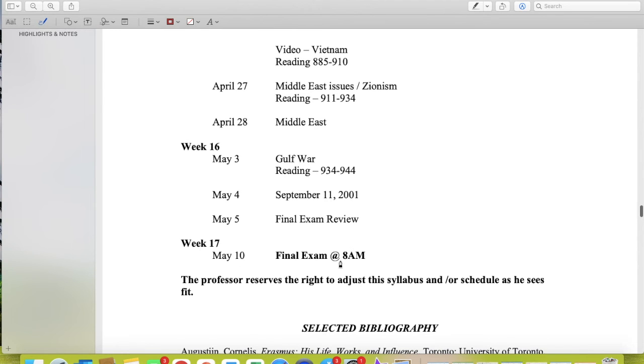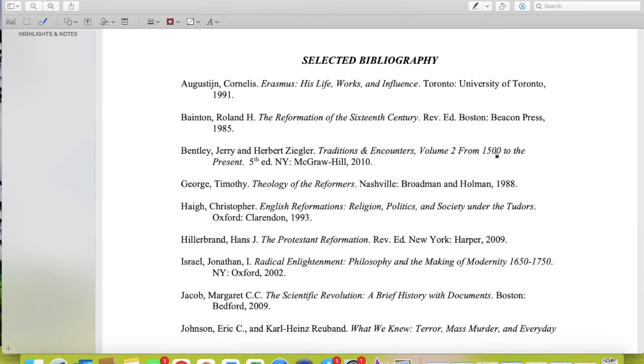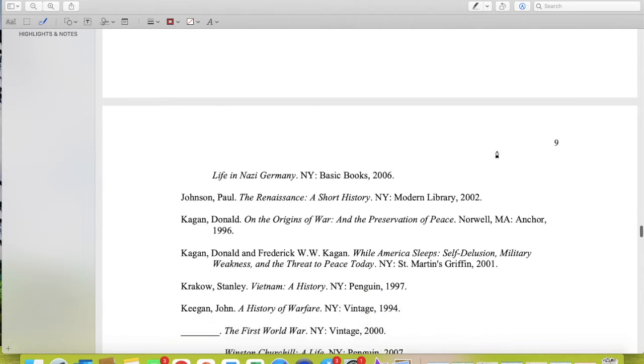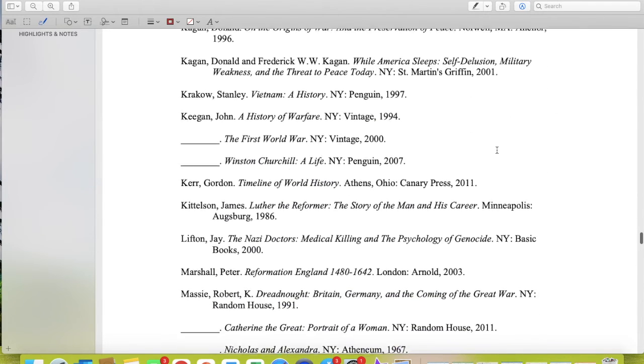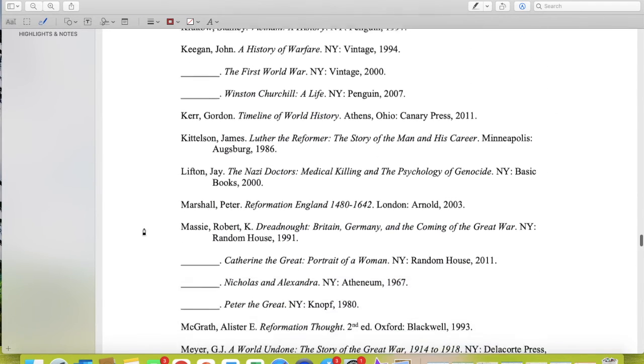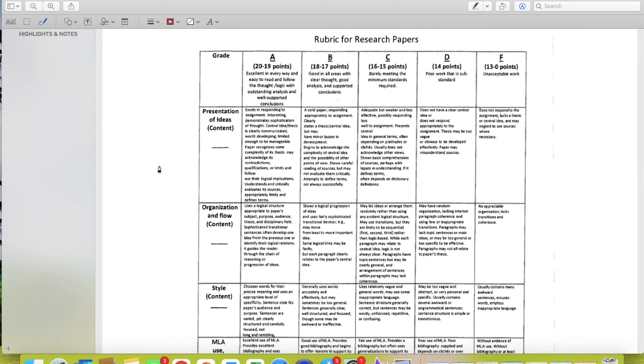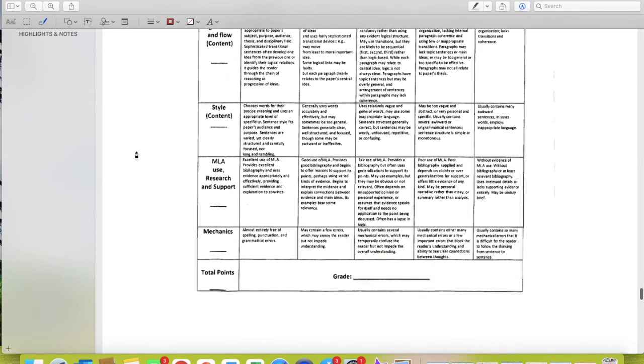Just a note about the final exam: I will give a study guide for each exam. All exams are non-cumulative, so it's basically just the section that we just taught about. That's what's going to be on each exam. We have a selected bibliography, so you can look through it if you need help with sources for something you're interested in writing about. This is the rubric for grading the research papers, and that's what I'll use for grading your research paper.